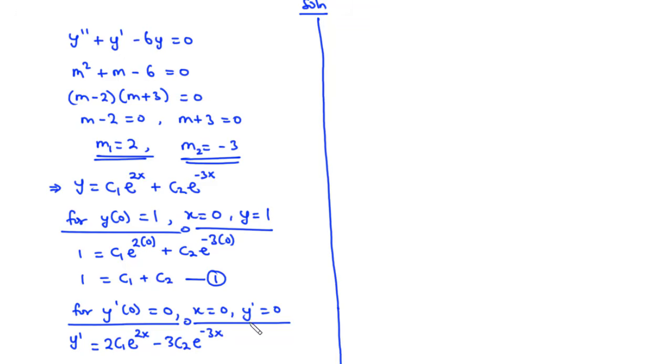So we have y' = 0. On the left hand side we have 0 = ... now 2 times 0 is 0, e to the power 0 is 1, so that becomes 2c1 - 3c2. We can transpose -3c2 to the left hand side, so that we have 3c2 = 2c1. We divide through by 3, and then c2 is equal to 2/3 times c1.